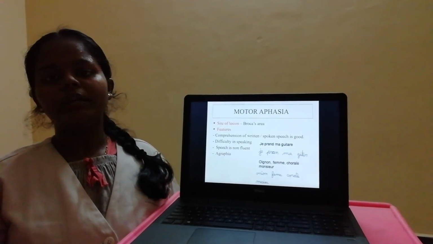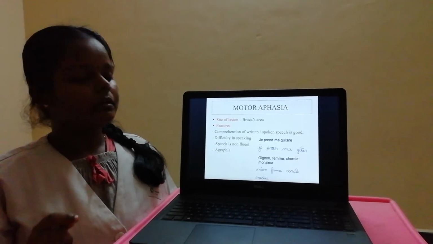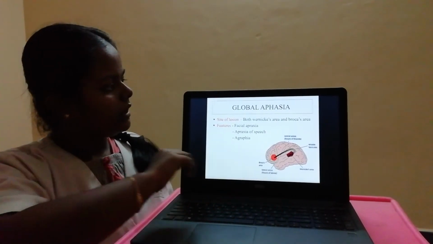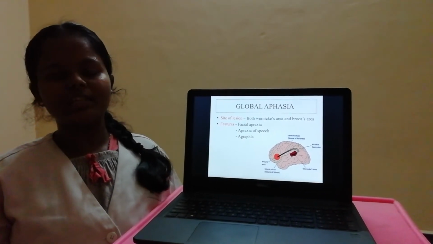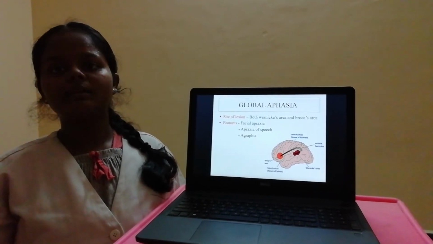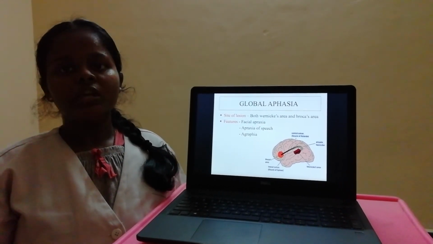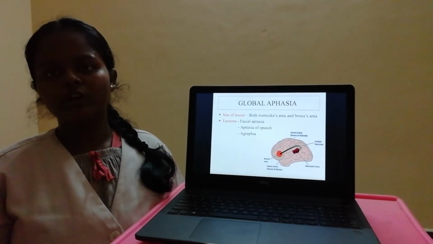Agraphia, it is inability to write. This is a picture representing an agraphia patient. Now, global aphasia, the site of lesion is both Wernicke's area as well as Broca's area. Now, features are facial apraxia. Apraxia is a motor disorder in which the patient will have difficulty in motor planning for a task.